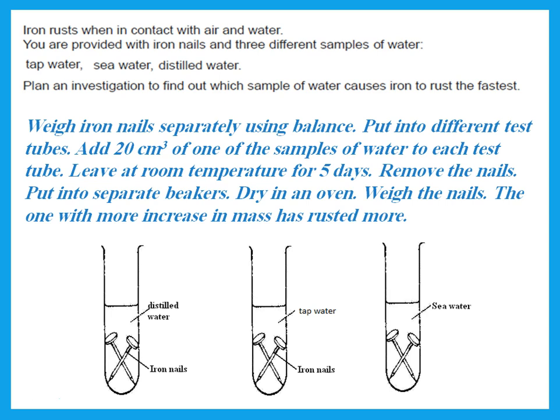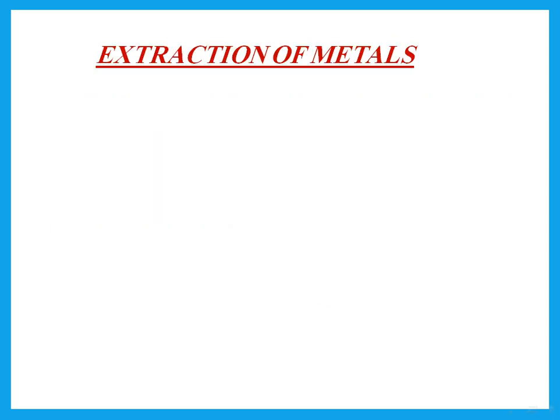Then at the end of the 5 days, what should we do? Remove the nails, put them into separate beakers, and dry in an oven. Remember, this is the only time that we dry something in an oven. We said we don't dry normal crystals in an oven, but you can dry iron nails in an oven. Then we weigh the nails. Now, the one with more increase in mass is the one that has rusted more.